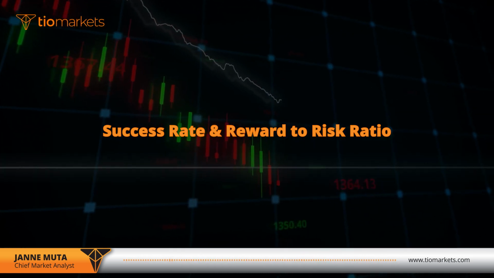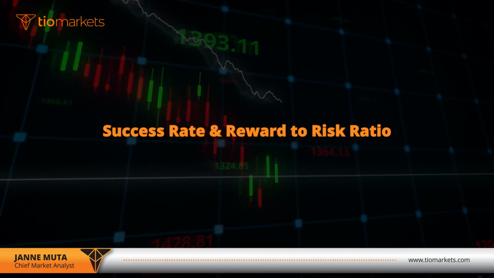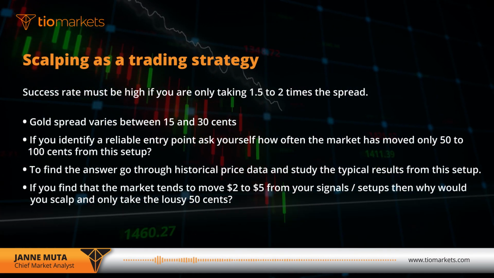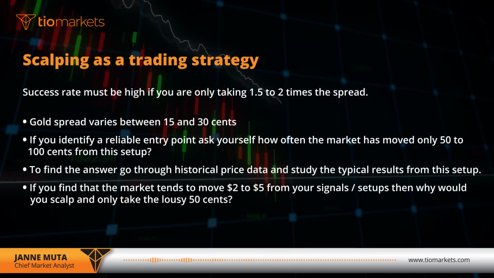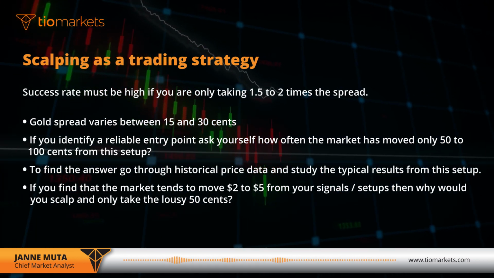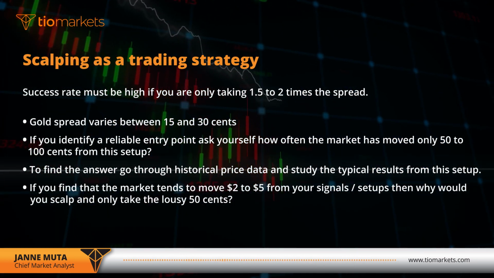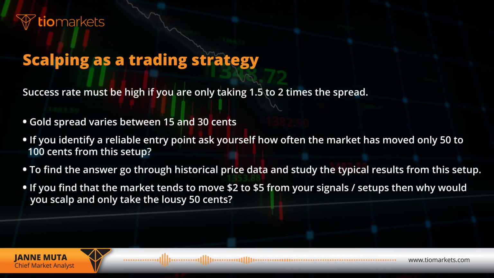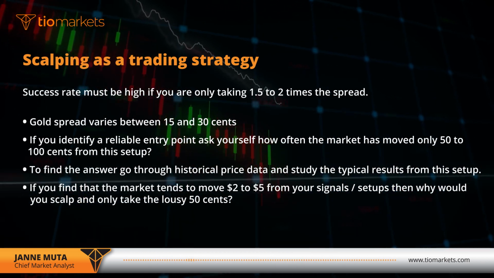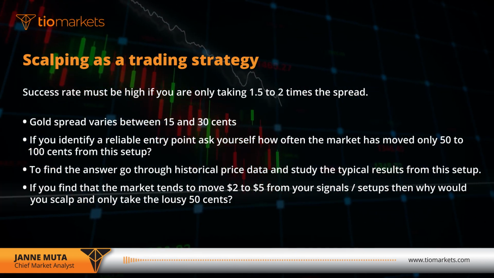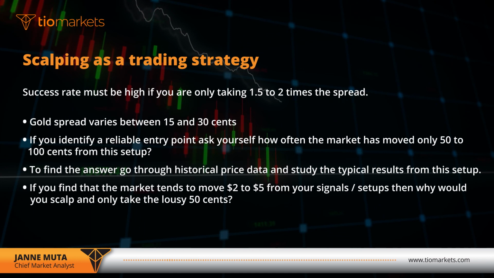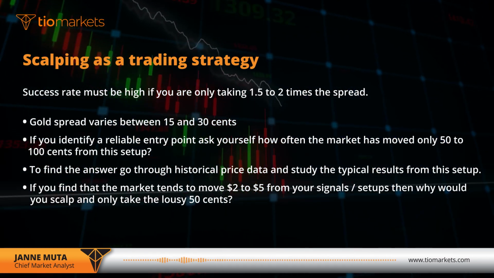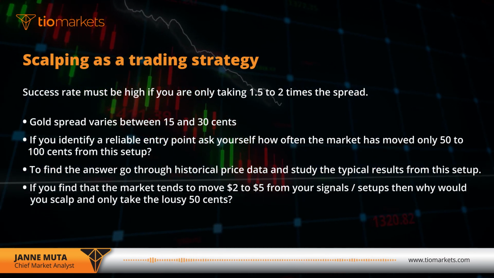Okay, let's talk about success rate and reward to risk. These are highly important factors when we are creating a scalping strategy in gold. Success rate needs to be high if we are looking to take small profits. Gold spread varies between 30 to 50 cents, and so if you're only looking to take, say, 1.5 to 2 times the spread, which means that you're scalping, then your success rate needs to be high.